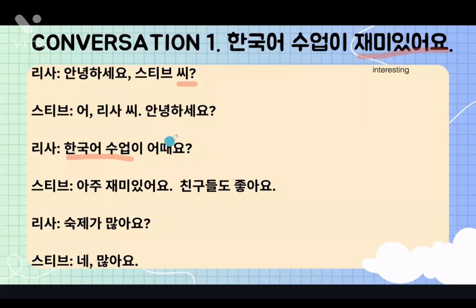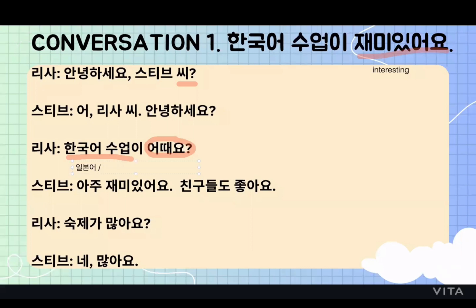And Lisa asked Steve, 한국어 수업이 어때요? Today we're gonna focus on this part. 어때요 means how is it, checking someone's opinion. How is your Korean class? What if you want to ask about Japanese class? Then you should say 일본어 수업이 어때요. Then what about Chinese?